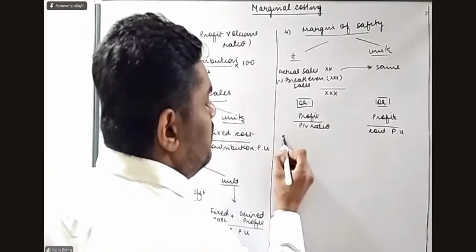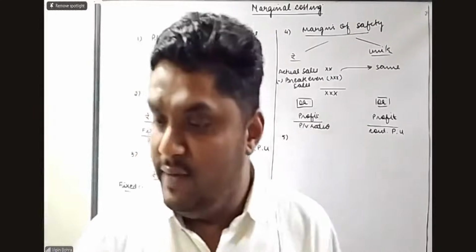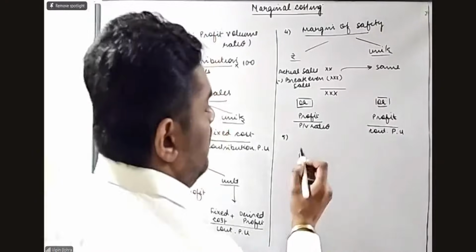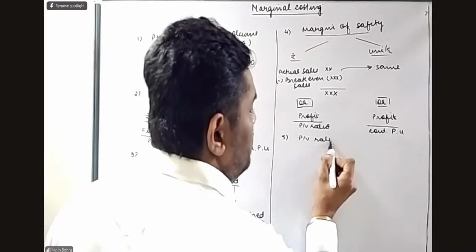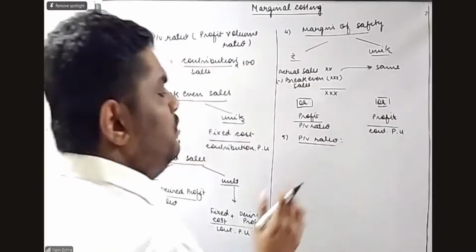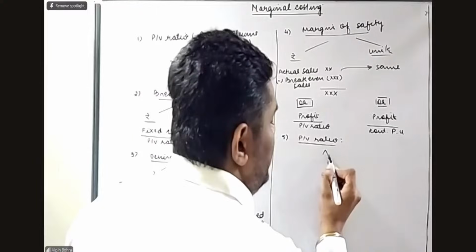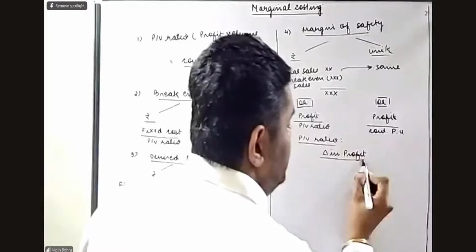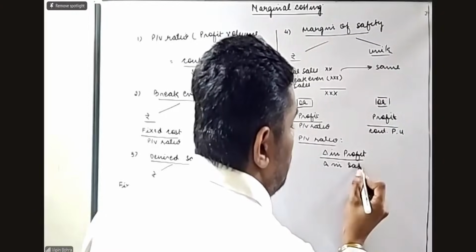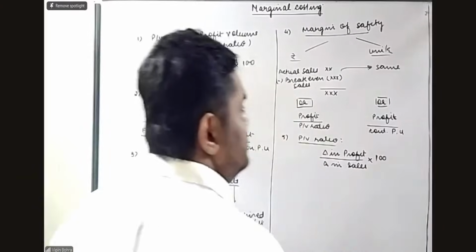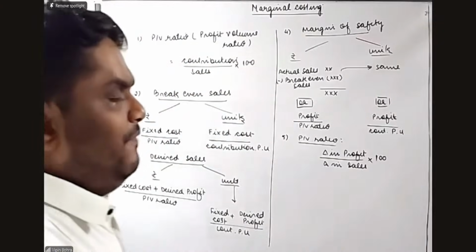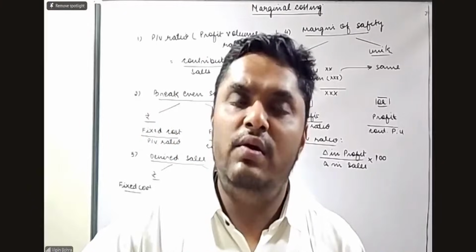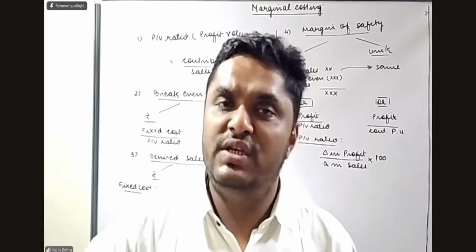One more part: when two period figures are given, and the question asks you to calculate the relevant data, for this you need to calculate PV ratio first. When talking about PV ratio, it is change in profit divided by change in sales into 100. So with the help of this formula, you can calculate PV ratio, and once PV ratio is calculated, you can easily calculate fixed cost and then the rest of the figures the question is asking.